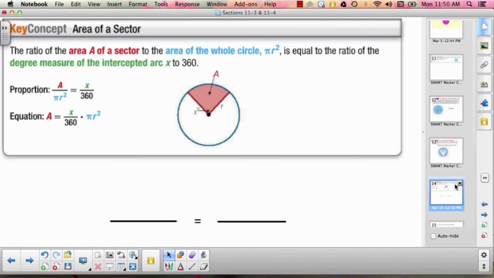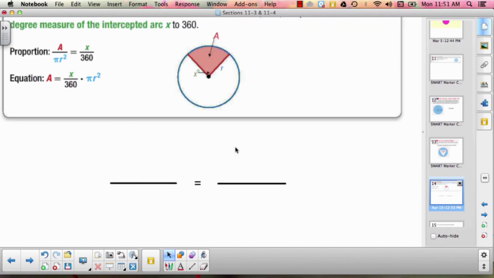Finally, we're going to look at the area of a sector. Anytime you cut out a piece of a circle, for example, a piece of pizza, we call that a sector. Do you remember when we came up with a proportion for finding the length of an arc? And we used a ratio of degrees with the central angle and the whole circle, and a ratio of lengths with the arc and the whole circle, the circumference. Now, instead of doing a ratio of degrees and a ratio of lengths, we're going to look at a ratio of degrees and a ratio of areas.